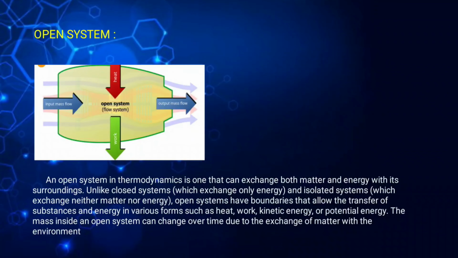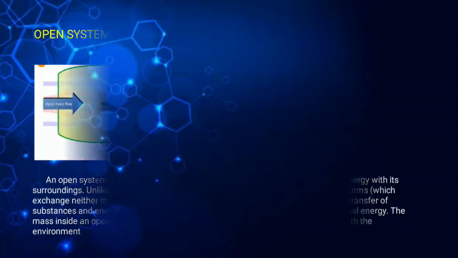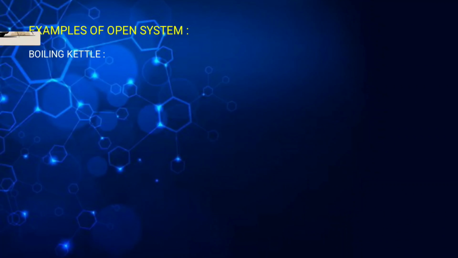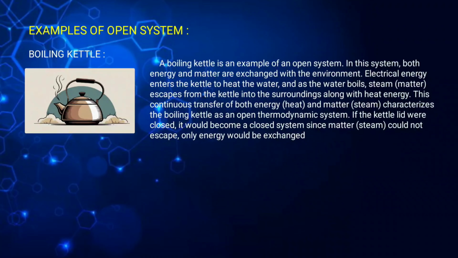In simple words, an open system can exchange both matter and energy with its surroundings. This means things like heat, work, and even material like air, water, or fuel can enter or leave the system. Example of open system. First, boiling kettle. A boiling kettle is an example of an open system. In this system, both energy and matter are exchanged with the environment.